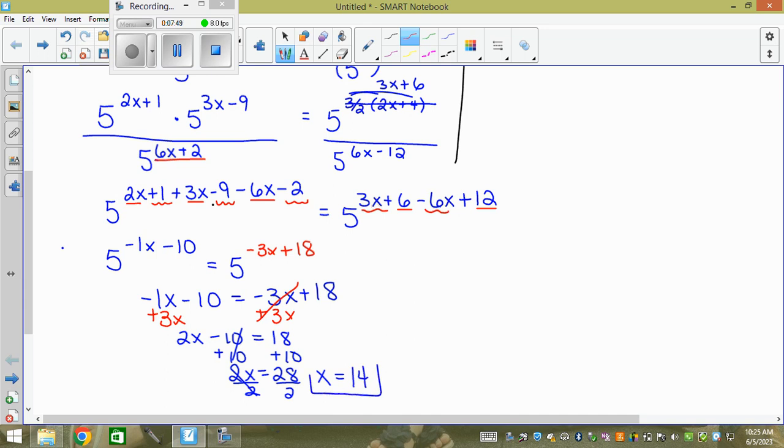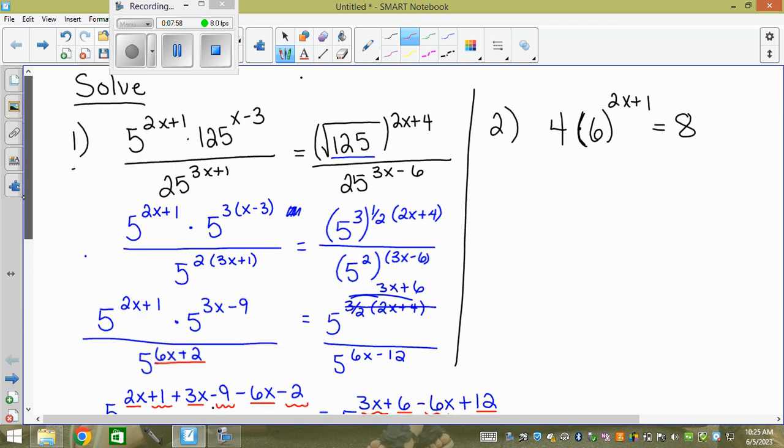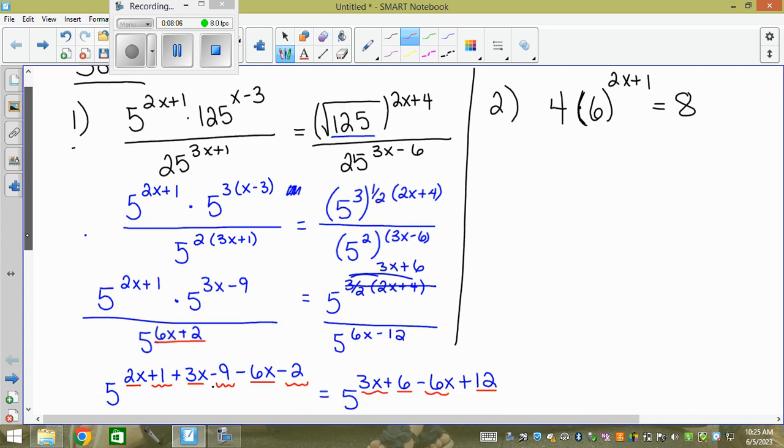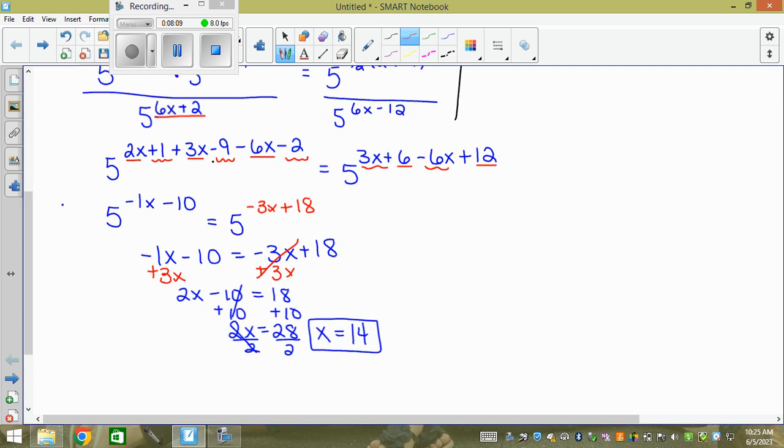So my x max on my calculator needs to be at least 14, right? I'd make my x max be 15. And then how do we check this? y1, y2, the original, right? Second trace 5, enter, enter, enter, and you should get 14 every single time. So we can check these.